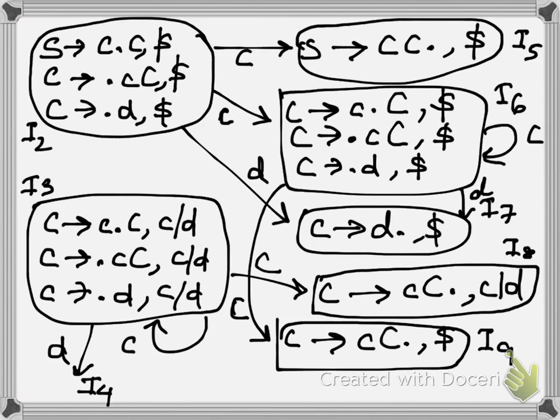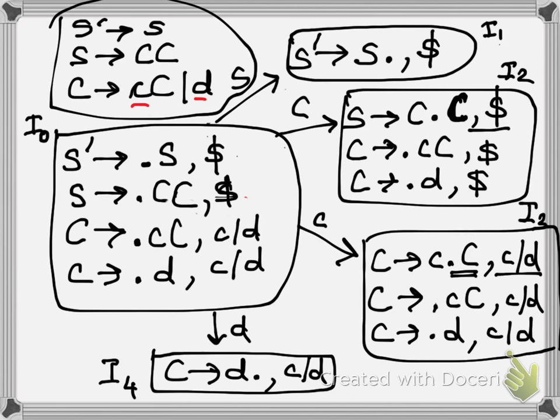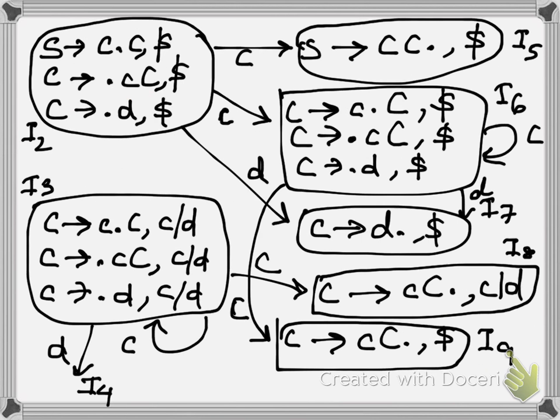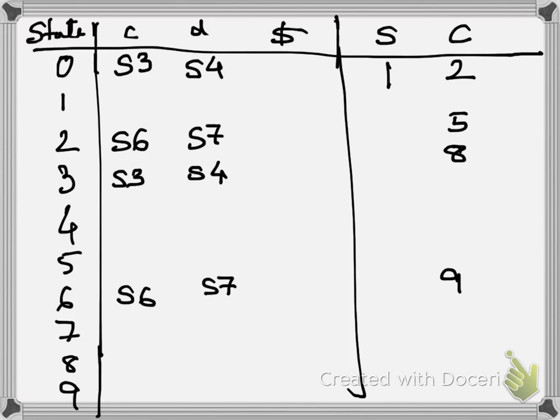So if we number these productions, this is 1, this is 2 and this is 3, then I4 is a final state and it relates to production number 3 and the look ahead is C and D. So for state 4, we'll write reduce 3 only for C and D. Reduce 3, reduce 3. We'll not write for anything else, only for the look ahead.